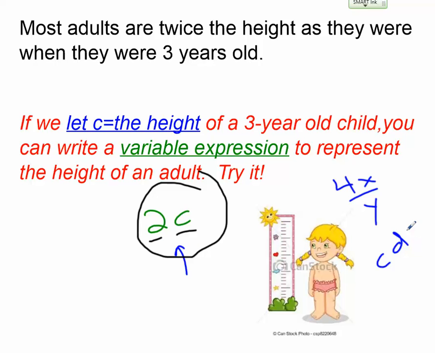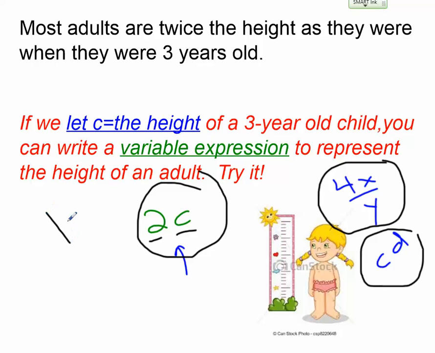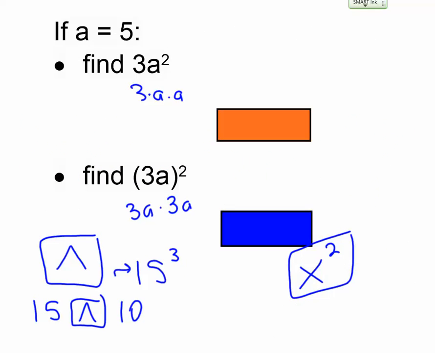So these are all variable expressions. CD, which means c times d. 4 times x divided by y, that's a variable expression. X squared is a variable expression. Notice that all these expressions don't have any equal signs. If they had an equal sign, it would be an equation.